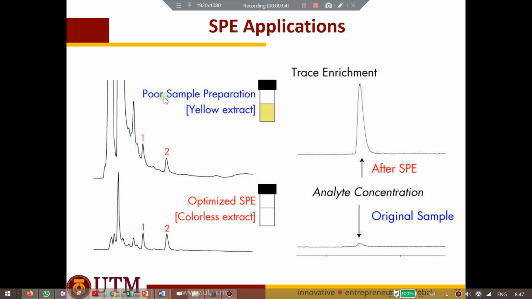Okay, SPE application for sample preparation. Here is the original sample. Here is an example of concentrating the analyte. So here is the original sample. After you do the analyte concentration, then after the SPE process, you will be able to have better detection. Okay, these two are different things. This one is the concentration.